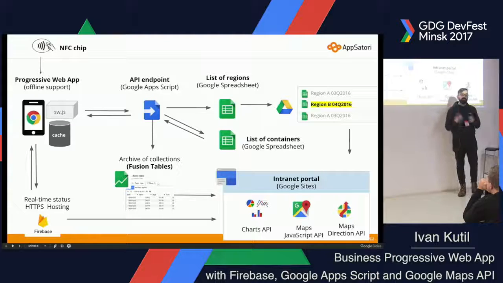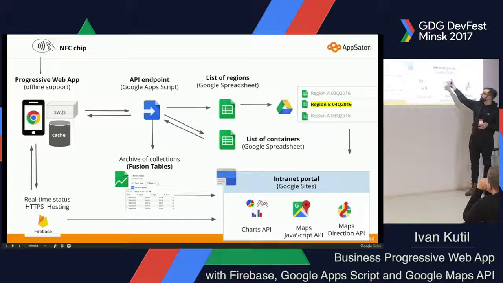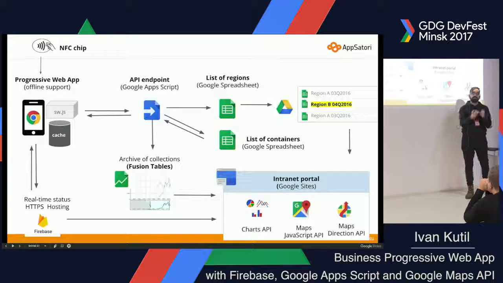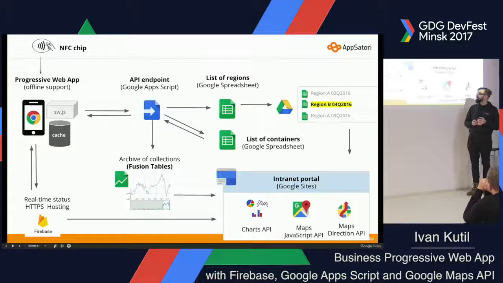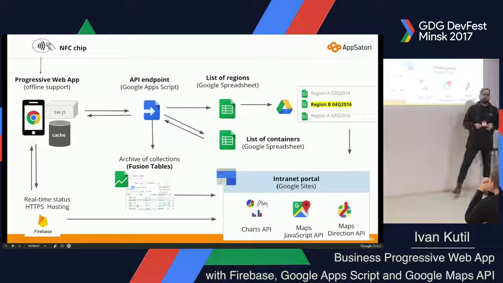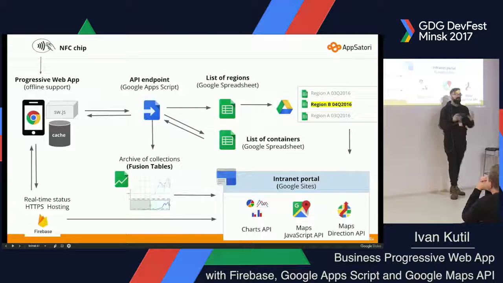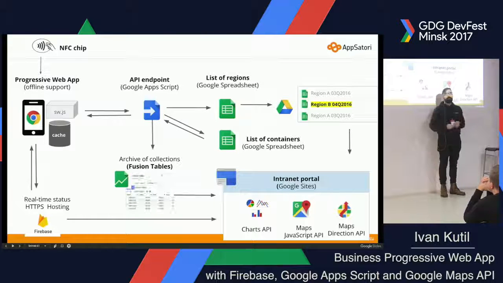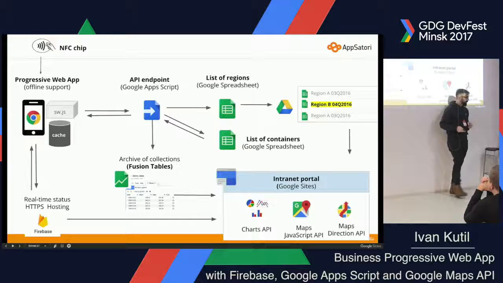And for the manager dashboard, we have used Google Sites with several modules. First is the Google Charts API for creating custom Google charts, the Maps JavaScript API for showing data on the map, and the Maps Directions API for planning the best route among some points on the map.